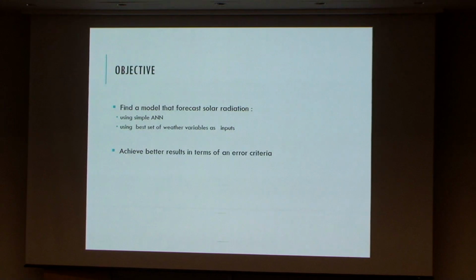The objective of this work is to find a model that forecasts solar radiation by using a simple artificial neural network, which means fewer neurons, layers, and inputs. Also, trying to find the best set of weather variables as input, with the objective to reduce the error of the proposed model. Before talking about the proposed model, I'm going to talk briefly about solar energy.